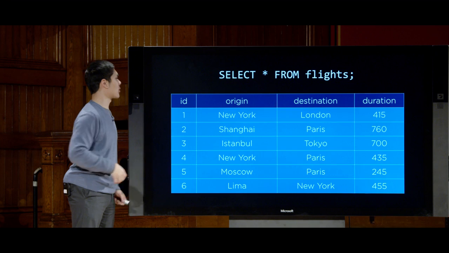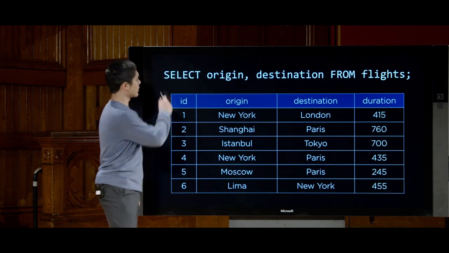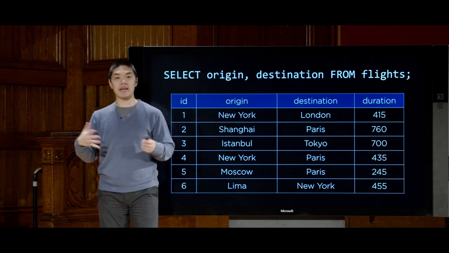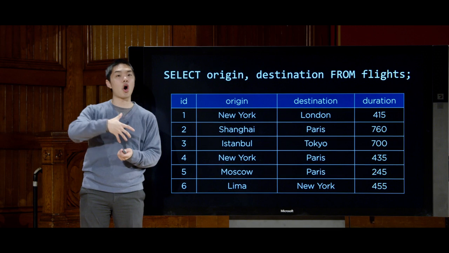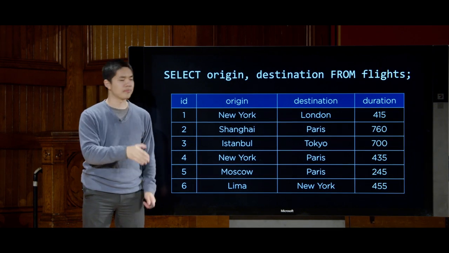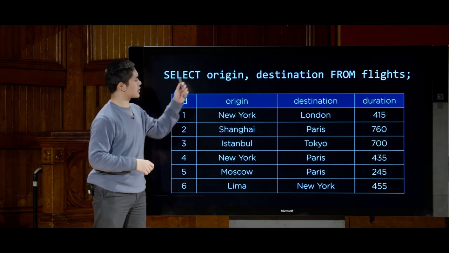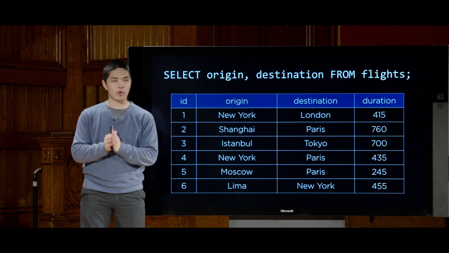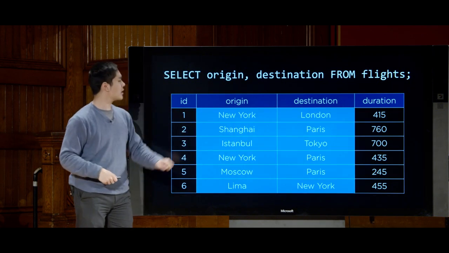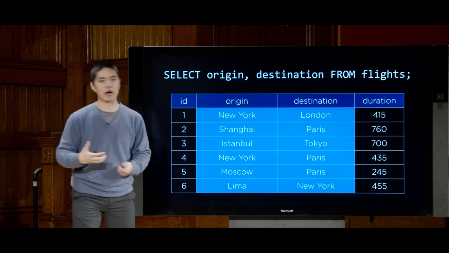So instead, I could run a query like this. Instead of star, I'm saying select origin, comma, destination from flights. So I'm, again, selecting from the flights table, selecting all of the rows still. But the difference is that instead of select star, which means select all of the columns present in the table, select origin, comma, destination means I'm only going to select these two columns, the origin column and the destination column.